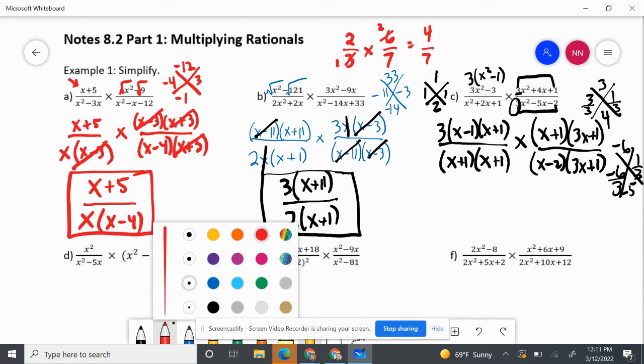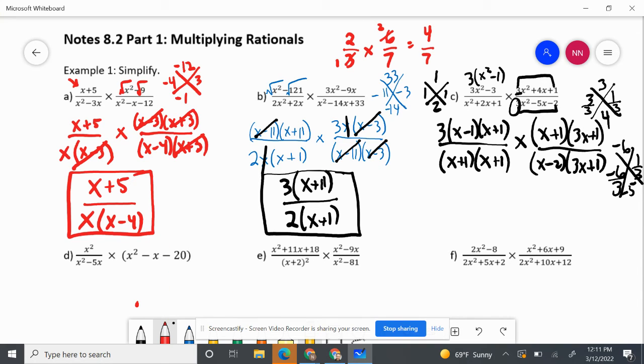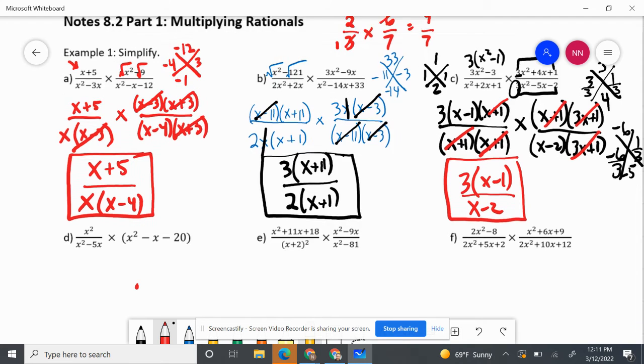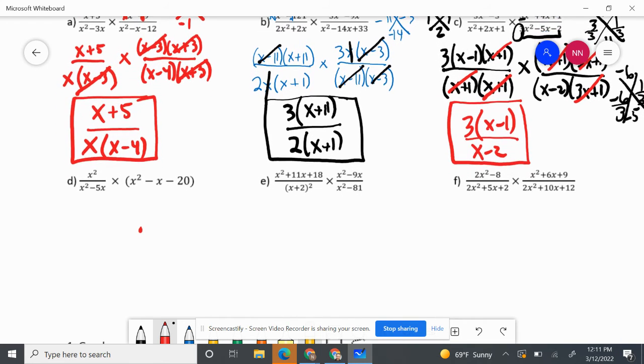Now for the fun part, we get to cancel. And so when we're looking at the canceling, what we have is x plus 1's, x plus 1's again, 3x plus 1's. And so my answer is 3, x minus 1, and x minus 2. Pause the video and see if you could do those 3 on your own.